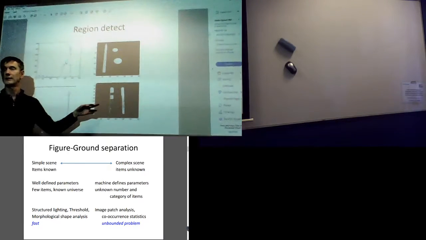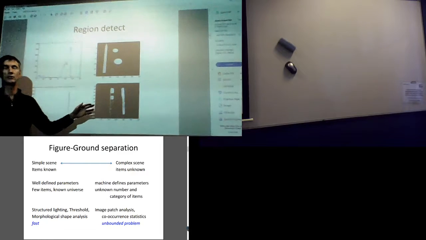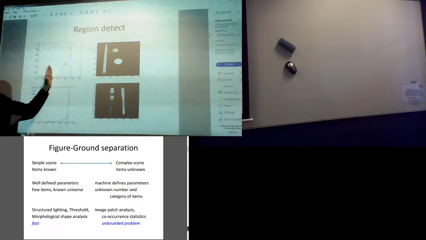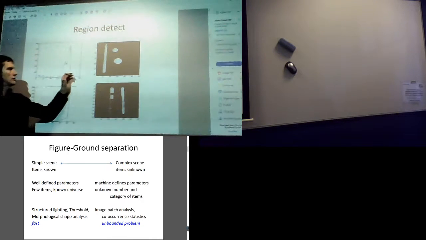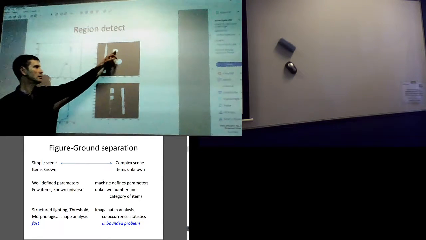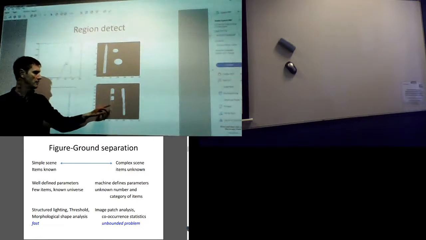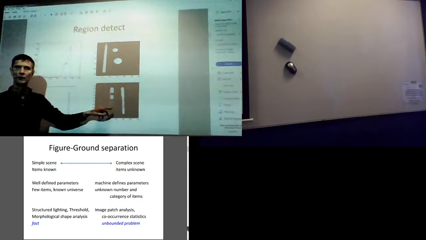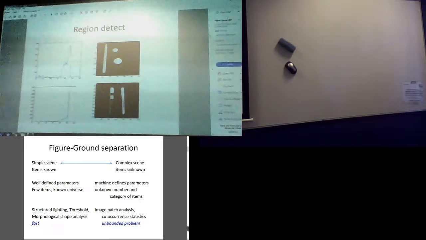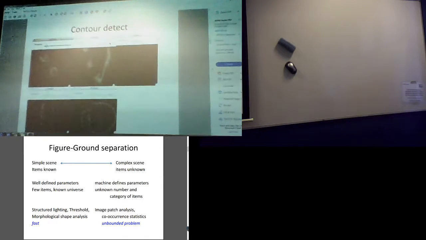Now the problem is that we're making such a simple assumption that all of the object is going to be a different illumination to the background. That's what we're relying on. And for pencils and coins that is true, but for board pen that's not true. So we have to be very careful about how we analyse, how we separate figure from ground.